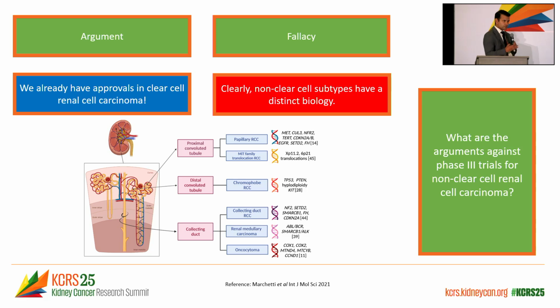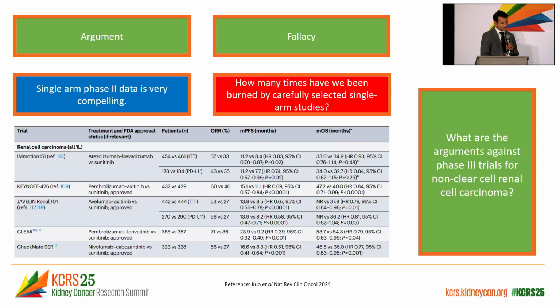I think we heard from the terrific first session today that covered papillary, chromophobe, other histologic subtypes, that non-clear cell subtypes have a very distinct biology. And in fact, I think Wanling and I used this very same diagram to outline that. So I'm going to focus my attention on the second argument here, which is that single-arm phase 2 trial data is very compelling indeed sometimes.